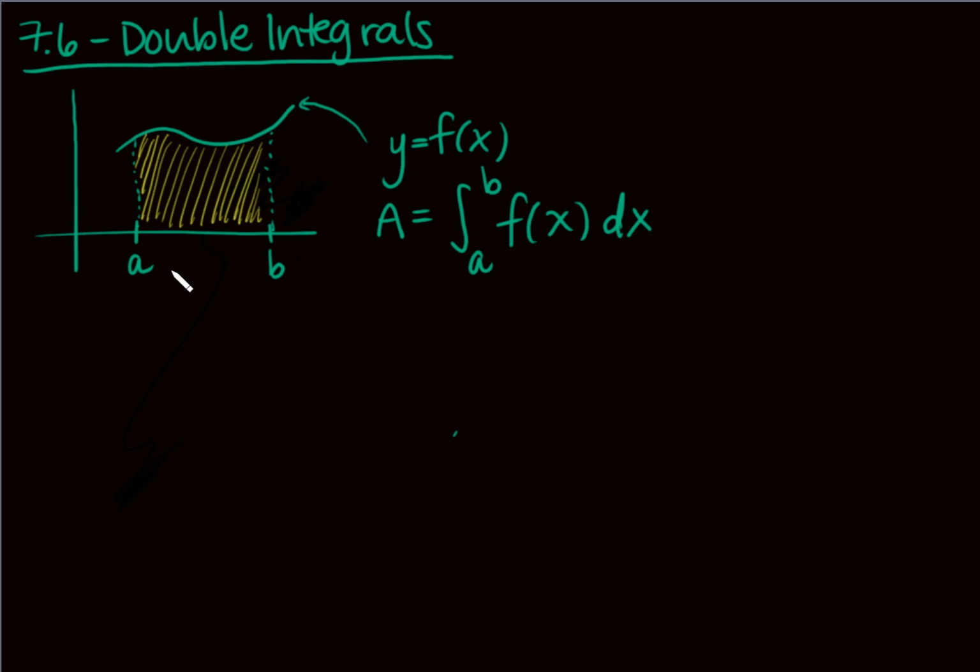If you think about this, basically what you're doing is you're integrating over one dimension. A to B is one dimension. And then what is this spitting out? It's spitting out something that is in two dimensions.